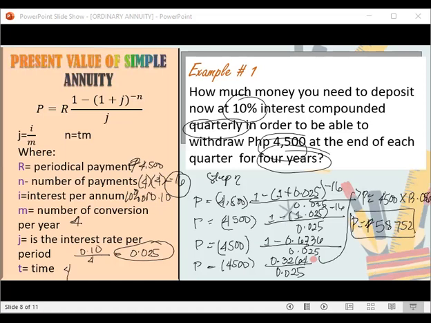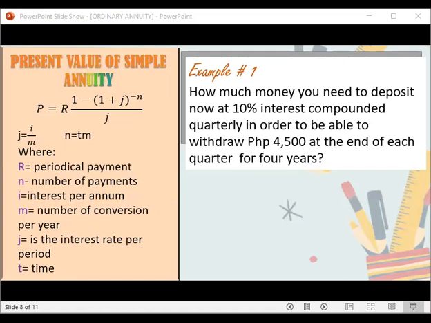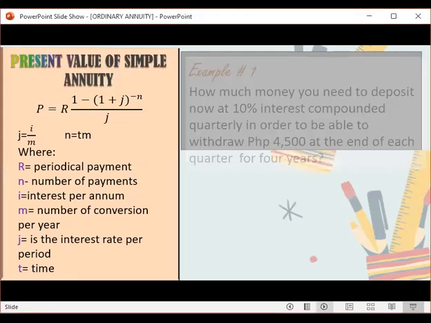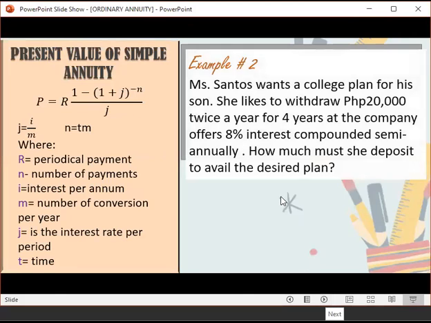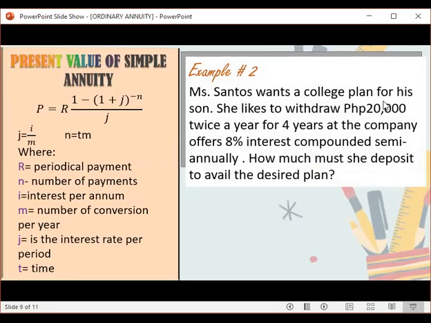So, next one. For example number 2, Miss Santos wants a college plan for his son. She likes to withdraw 20,000 pesos twice a year for 4 years and the company offers 8% interest compounded semi-annually. How much must she deposit to avail the desired plan?